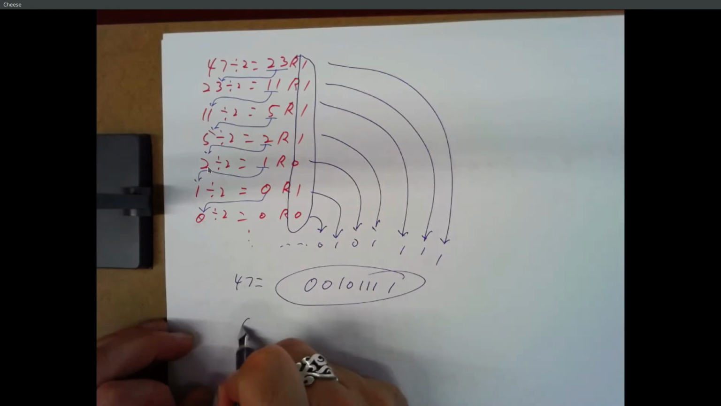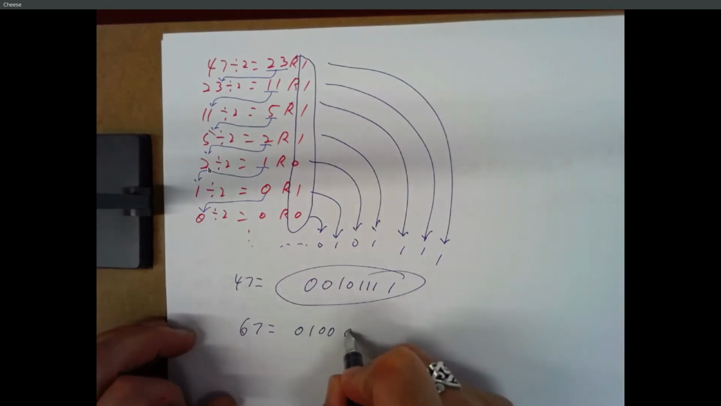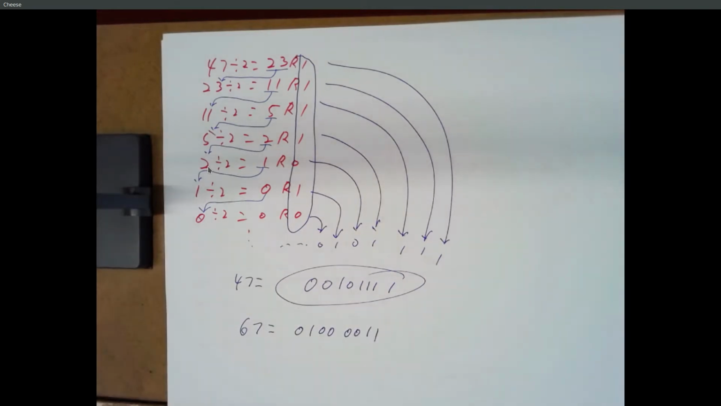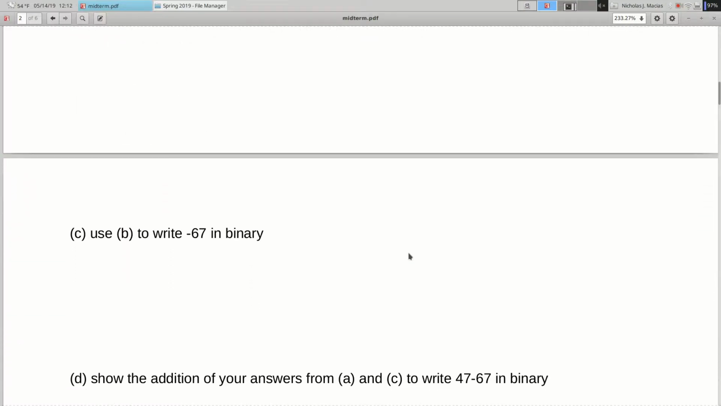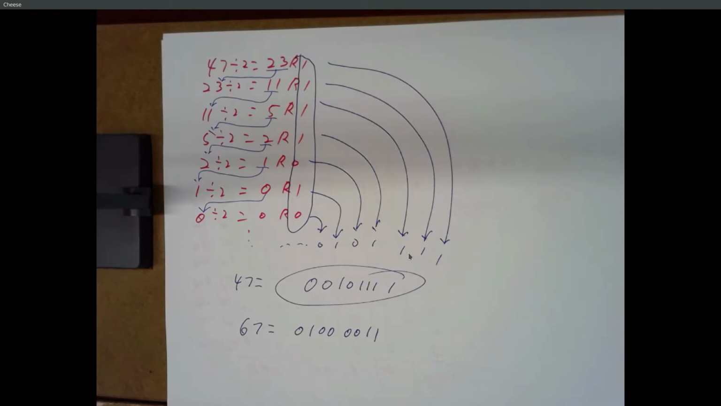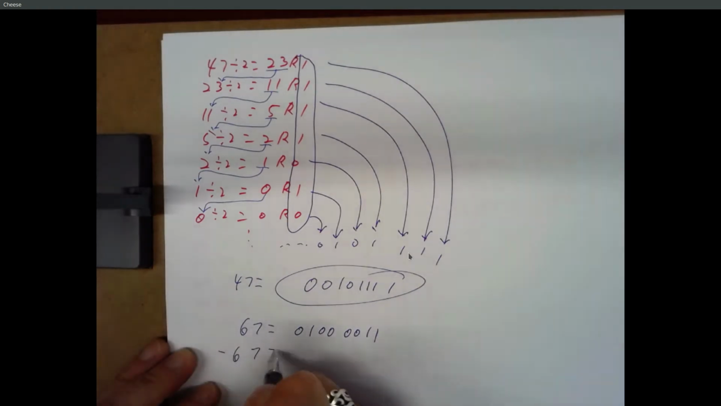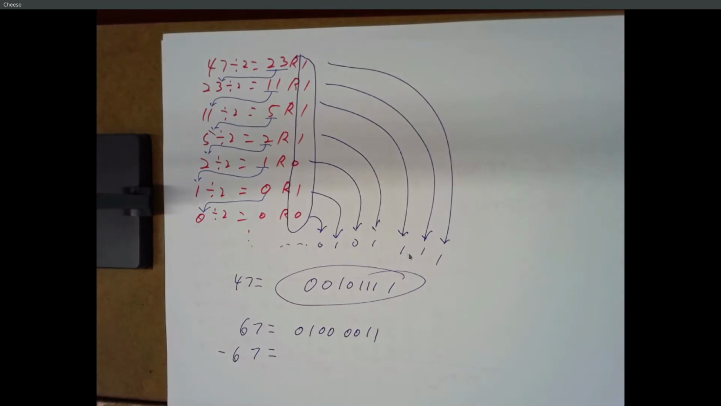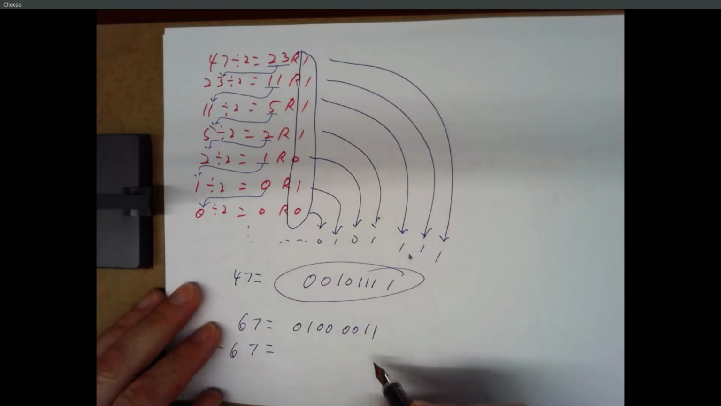And if you do the same thing for 67, that'll turn out to be that. So it's 64 plus 3. And then it asks you to write minus 67 in binary, so you need to take the 2's complement. So minus 67. So complement and then add 1. Or use your trick where you move from the right, keep the first 1, and then complement everything.